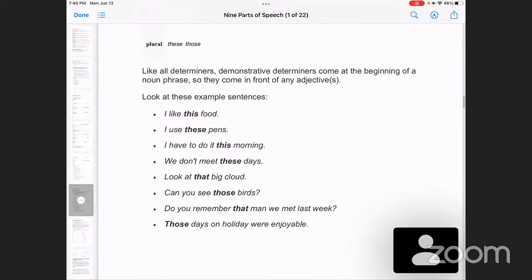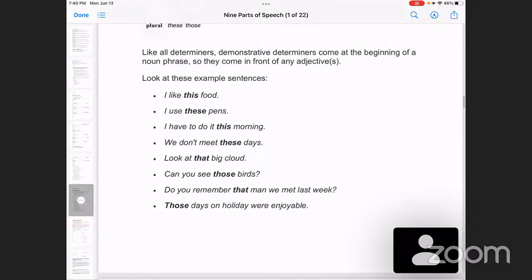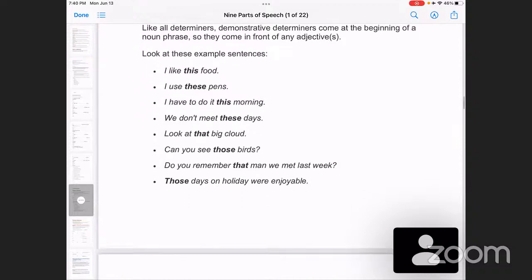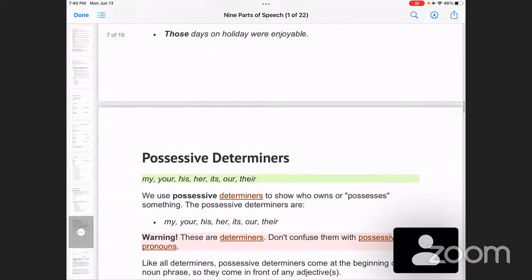Look at these examples. I like this food. I use these pens. I have to do this morning. We don't meet these days. Look at that big cloud. Can you see those birds? Do you remember that man we met last week? Those days on holidays were enjoyable.